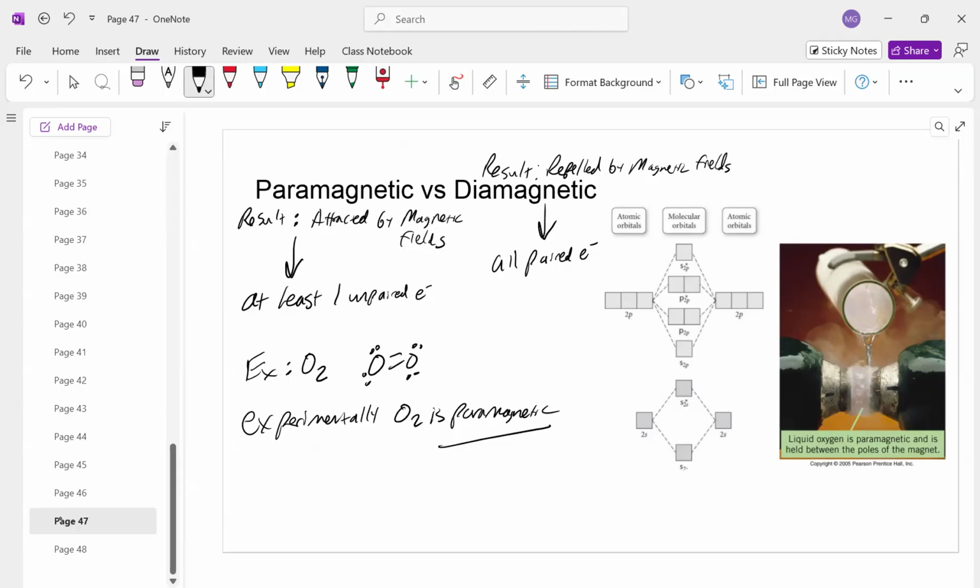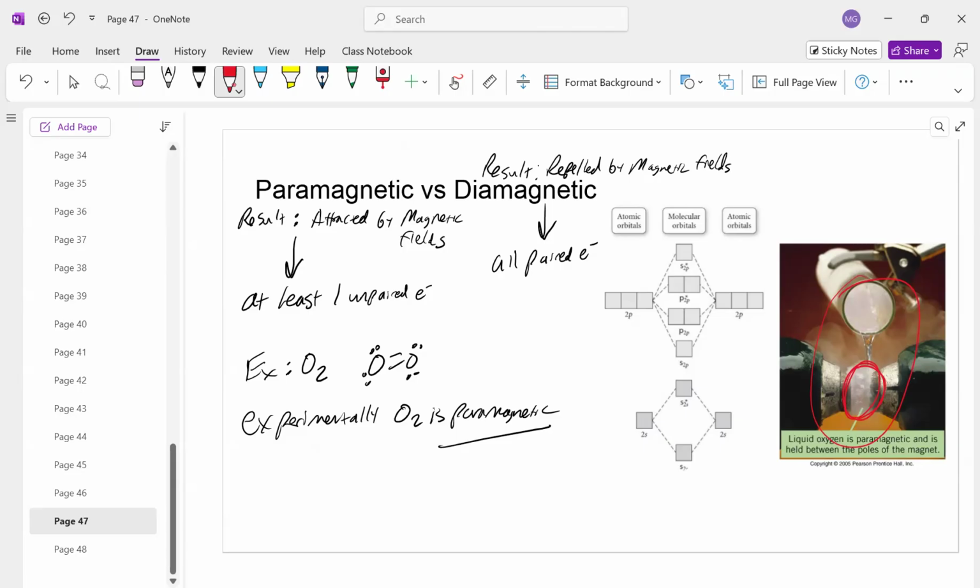In fact, look at the picture on the right, over here. This is demonstrating liquid oxygen, so oxygen that's been supercooled, and it's being poured between 2 magnets. And you can kind of see right here in the middle that liquid oxygen is being held in place by those two magnets. It's attracted to those magnetic fields. So the Lewis structure isn't really giving us the correct picture. And that's where we're going to look at the molecular orbitals.